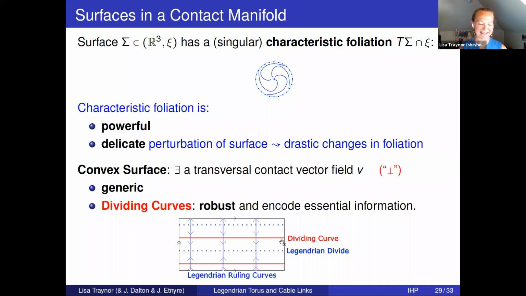So this is extending, going down in dimension from what Russell was talking about. So you just measure where the contact plane is perpendicular. That gives you your dividing curve. Your Legendrian divides are where your contact planes are tangent. So these are actually singularities. So you get these curves of Legendrians formed by curves of singularities of your characteristic foliation. Then you also have your Legendrian ruling curve. So it turns out that even though the characteristic foliation is very delicate, these dividing curves are very robust, and they give you a lot of information.